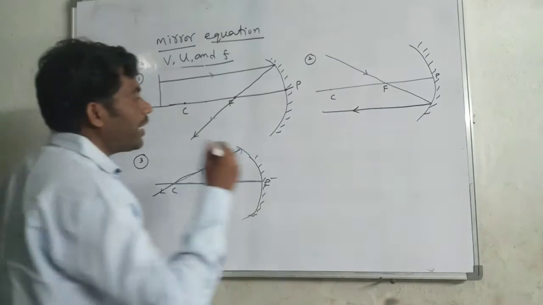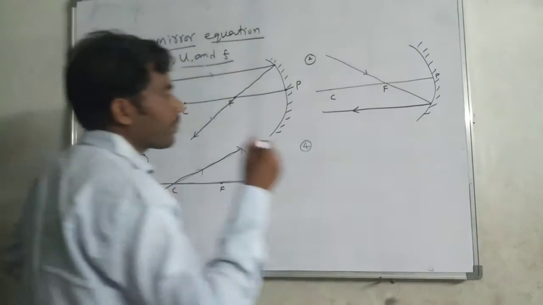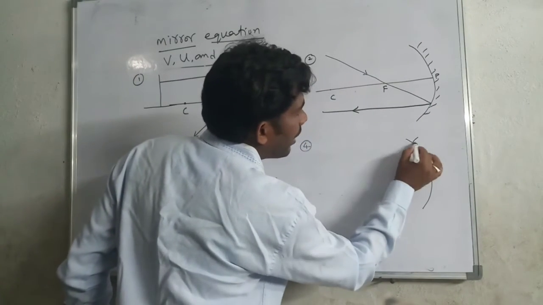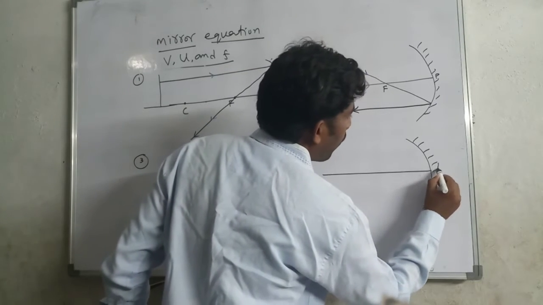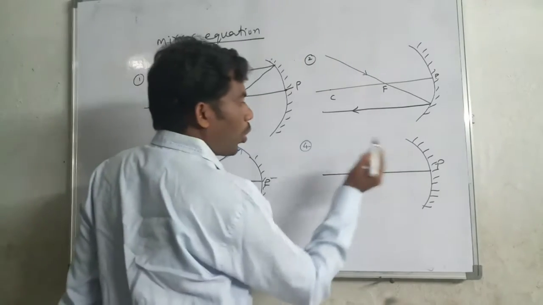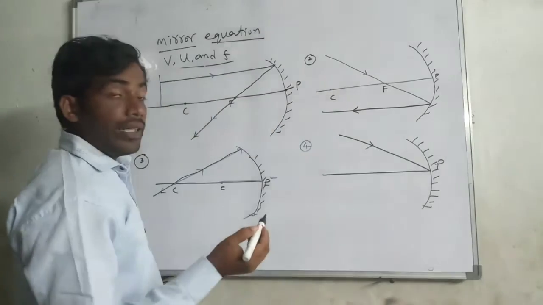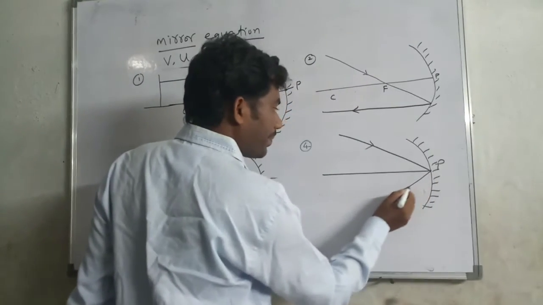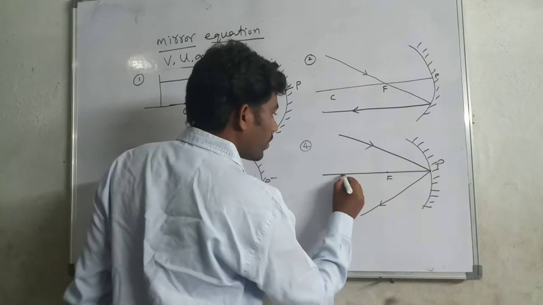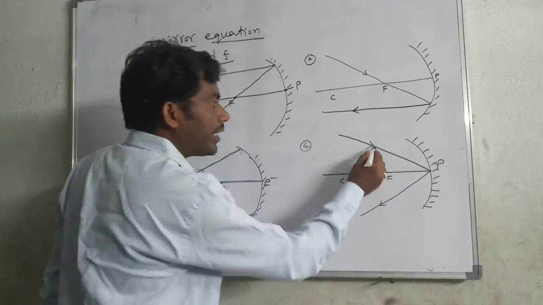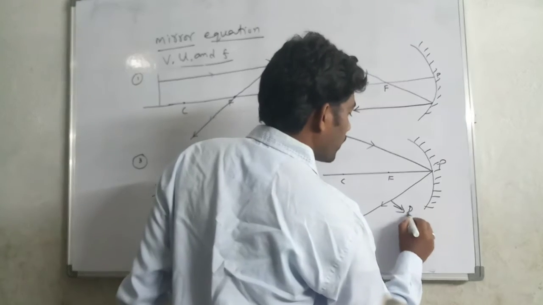Then the last one: if a ray is incident at the point P, the pole, then it will be reflected, and this ray obeys the reflection laws. What is that?